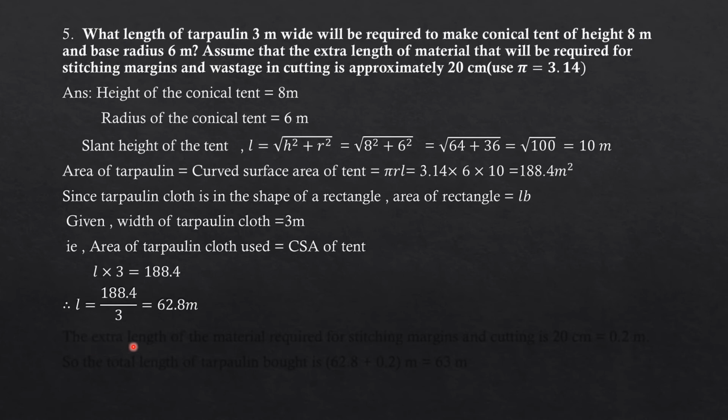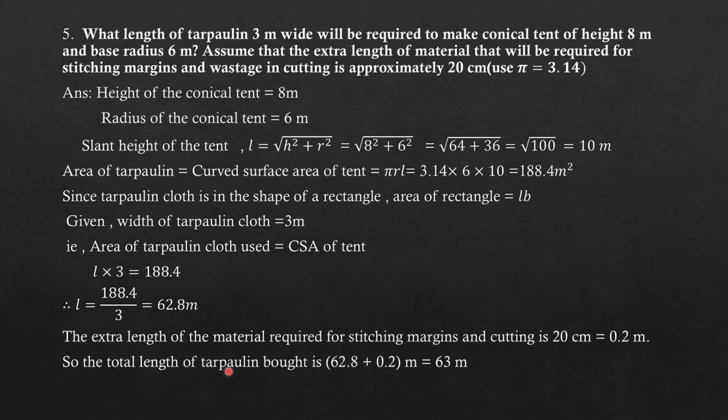We are given the extra length of the material required for stitching margins and cutting is 20 centimeter, that is 0.2 meter. Therefore, the total length of the tarpaulin cloth is 62.8 plus 0.2 meter, which is 63 meter.